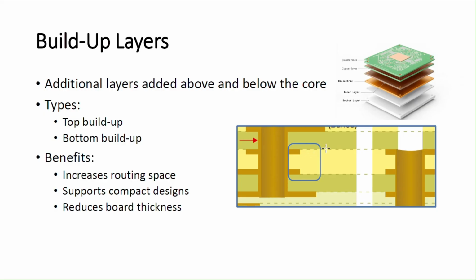So there are two types: the top build-up layers and the bottom build-up layers. These are the top build-up layers and these are the bottom build-up layers. So what is the advantage? Why are you using these internal layers?